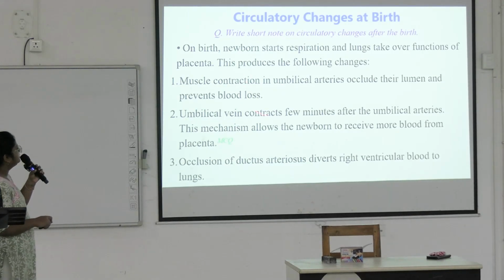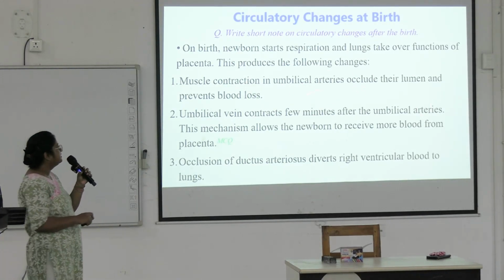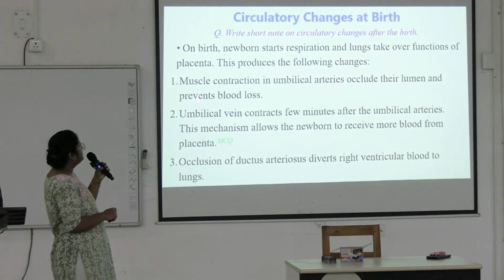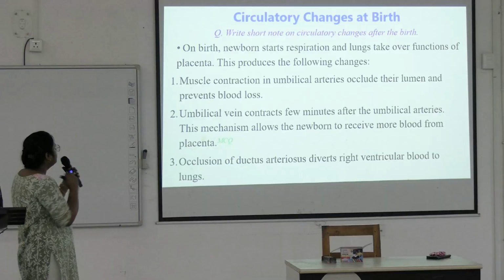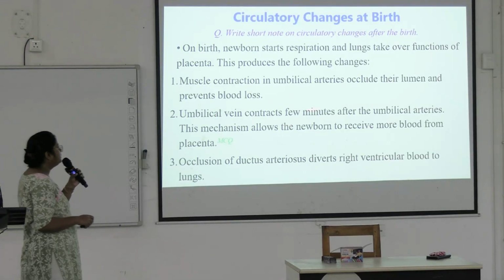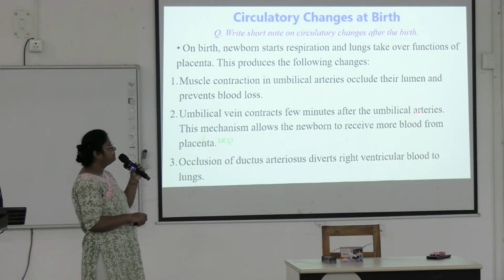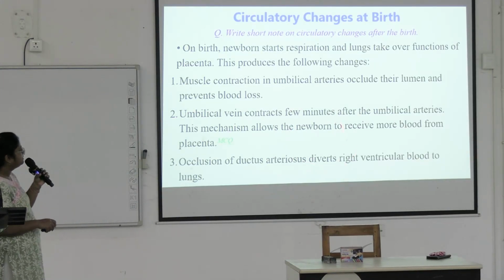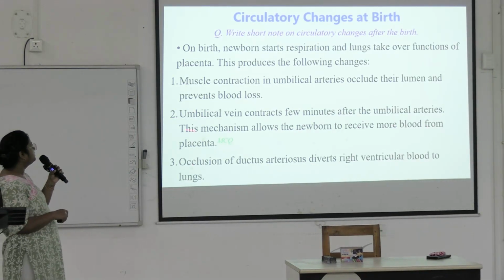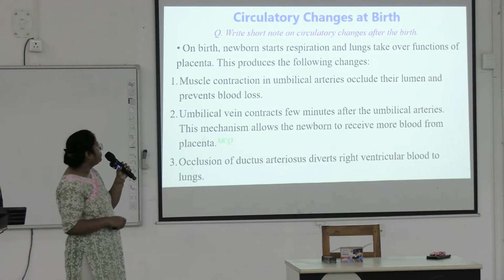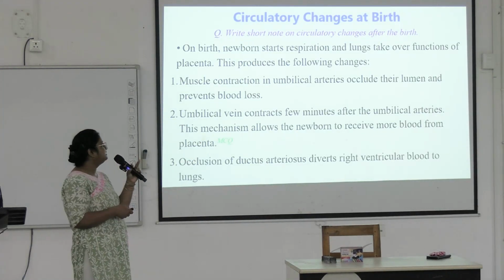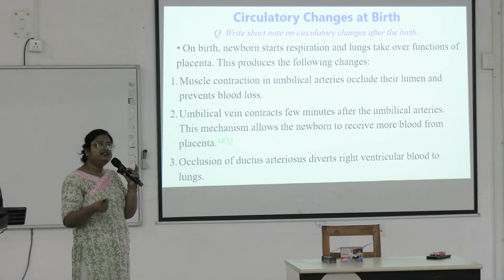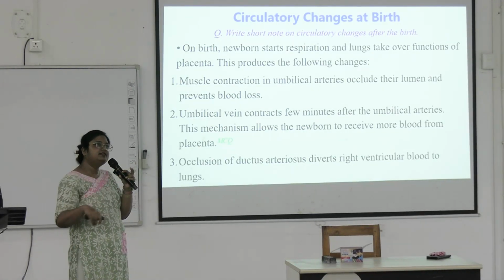Muscle contraction in the umbilical arteries will occlude their lumen and prevent blood loss. Okay, and the umbilical vein contracts a few minutes after the umbilical arteries, and this mechanism allows the newborn to receive more blood from the placenta, stopping the blood flow towards the placenta by contraction of the arteries. The vein will contract later, so most of the blood enters into the fetus.